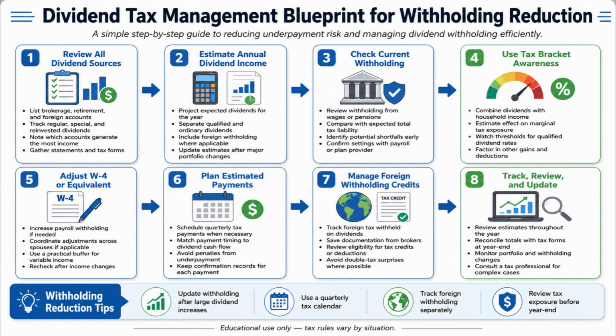Finally, the plan should be tracked, reviewed, and updated throughout the year. Investors should compare estimates with actual dividend payments, reconcile totals with year-end tax forms, and monitor changes in both portfolio income and withholding. Before year-end, reviewing tax exposure can give investors time to adjust withholding or make estimated payments before it is too late.